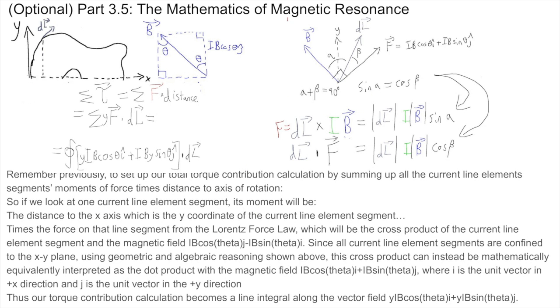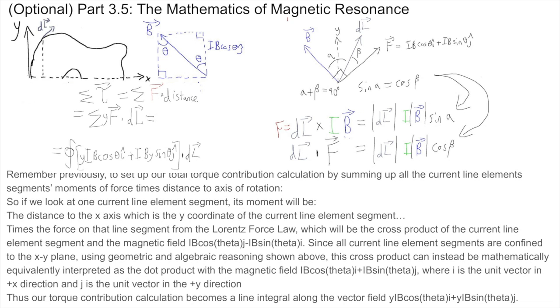Remember, previously we set up our total torque contribution calculation by summing up all the current line element segments' moments of force times distance to axis of rotation. So if we look at one current line element segment in particular, its moment will be the distance to the x-axis, which is the y-coordinate of the location of the current line element segment, times the force on that line segment from the Lorentz force law, which will be the cross product of the current line element segment and the magnetic field, I times b times cosine theta j minus I times b times sine theta i.